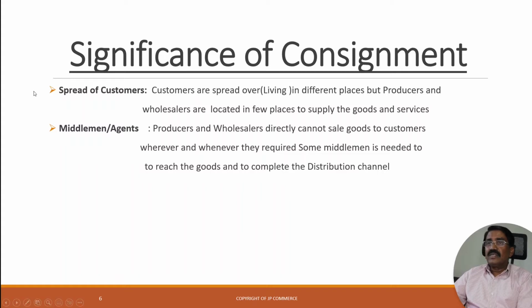You know that production takes place at one place, while the consumers or customers are living in different places. To distribute the goods from the production place to the consumption place, the producer cannot do such activities alone, so he is in need of a middleman. Here the middleman is an agent, the consignee.